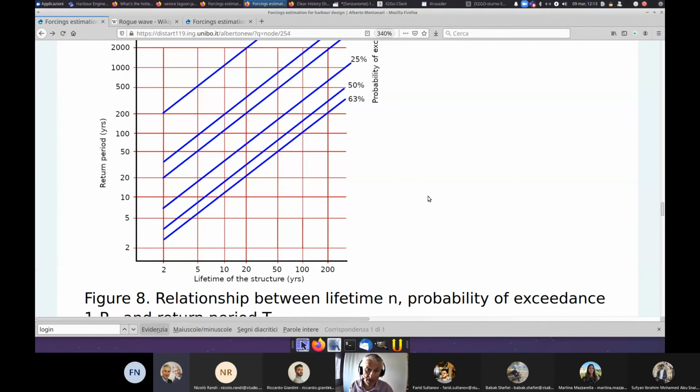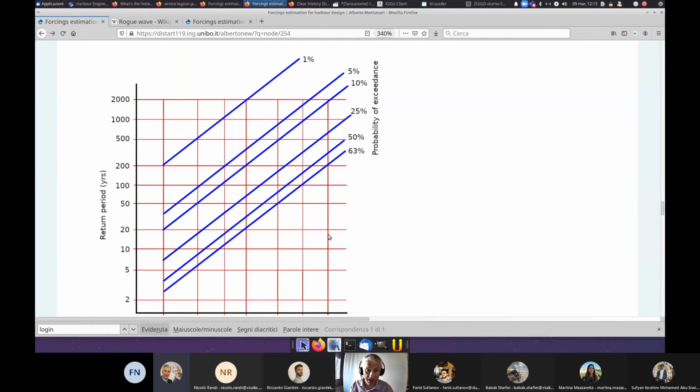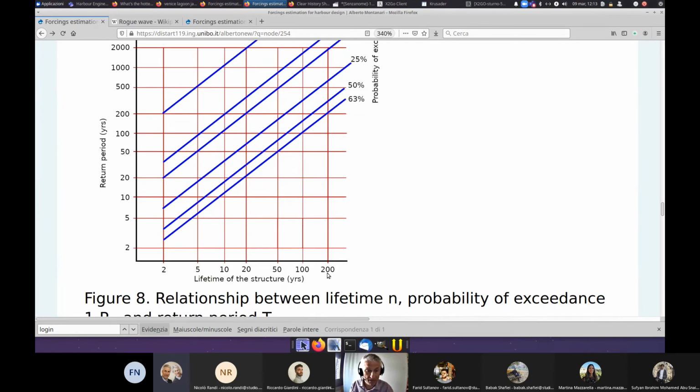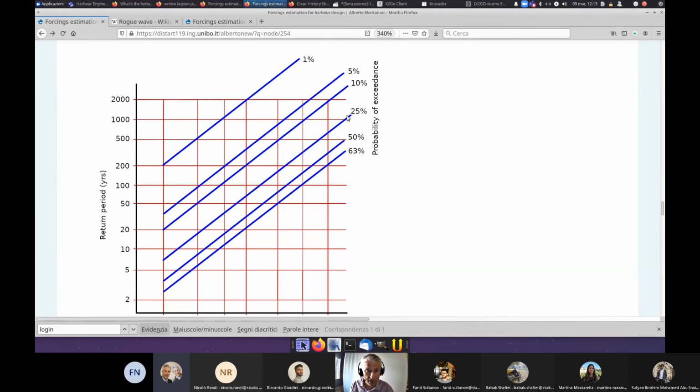And therefore, if you want to reduce it and bring it to 10% probability for a lifetime of the structure of 200 years, you have to get a return period of 2000 years.